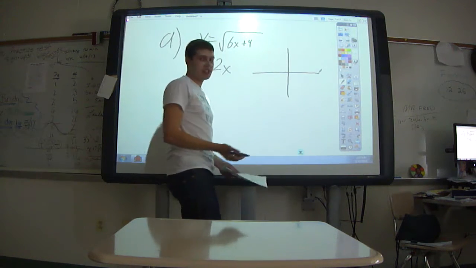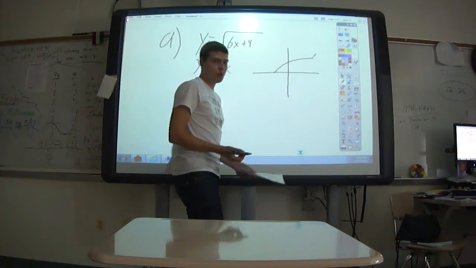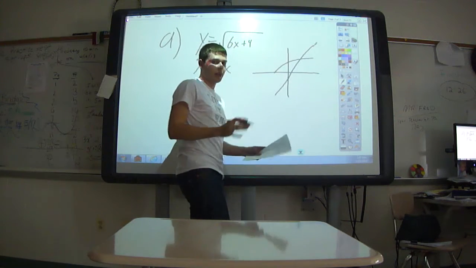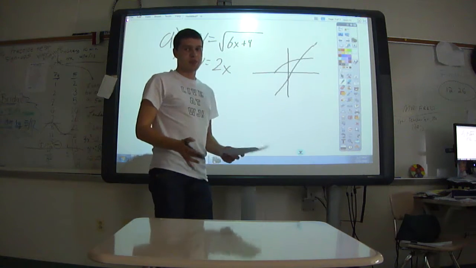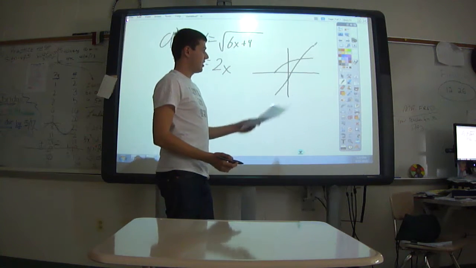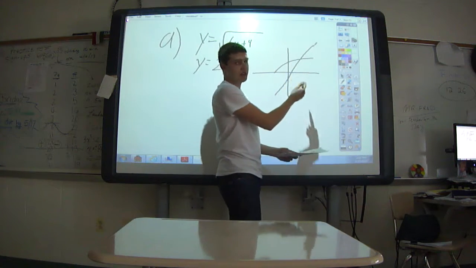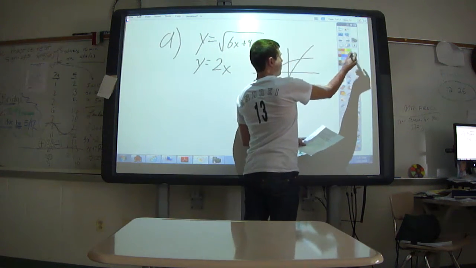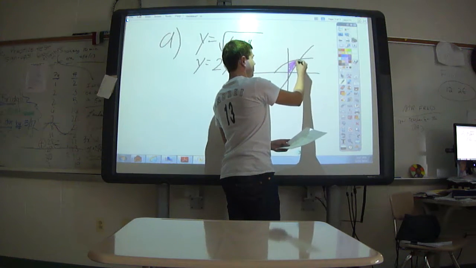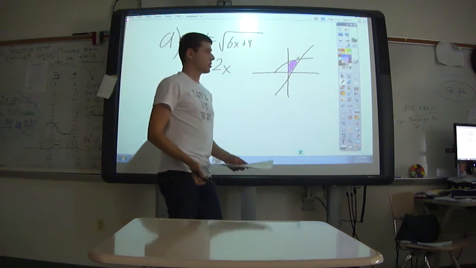So the square root of 6x plus 4 is going to look around like this, and I know that 2x will look something like this. So obviously that's a pretty bad picture, but this is just for my own help. And seeing this picture, we know that it's enclosed by the y-axis and those two curves, so the area R is going to be this area right here. And that's the area that we're going to be trying to find in the first part of this question.